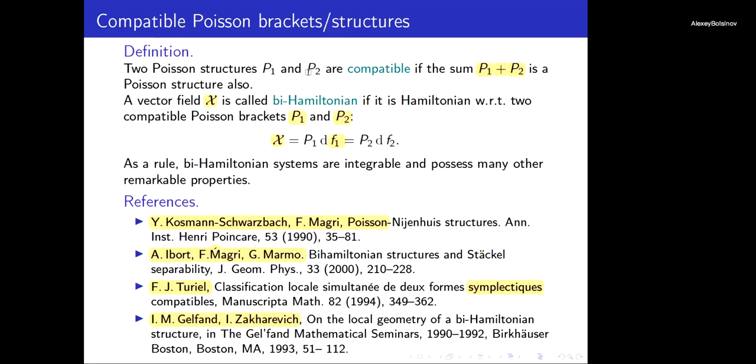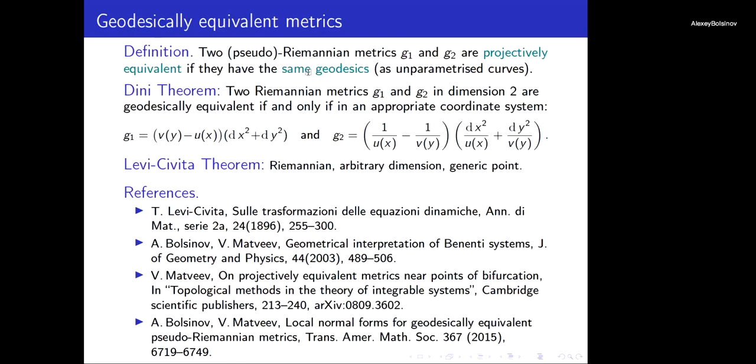Okay, next topic, next area. This is so-called projective geometry or geodesically equivalent metrics. So what is it about? Here is a definition of the main object to study. We consider two Riemannian metrics, or maybe pseudo-Riemannian. The signature of the metrics can be arbitrary. We say that they are projectively or geodesically equivalent, which is the same, if they have the same geodesics. The same geodesics, considered as unparameterized curves.